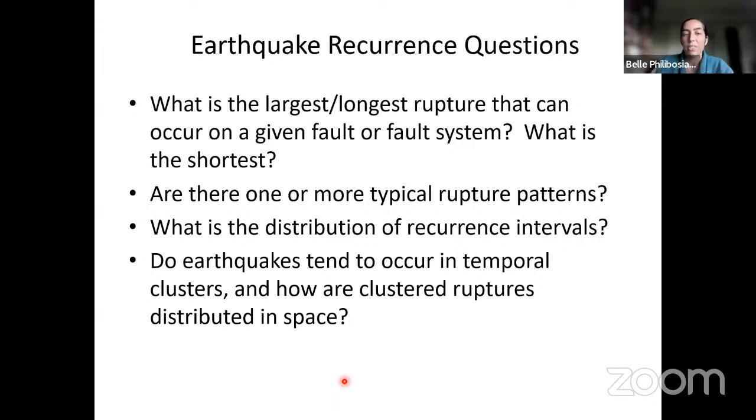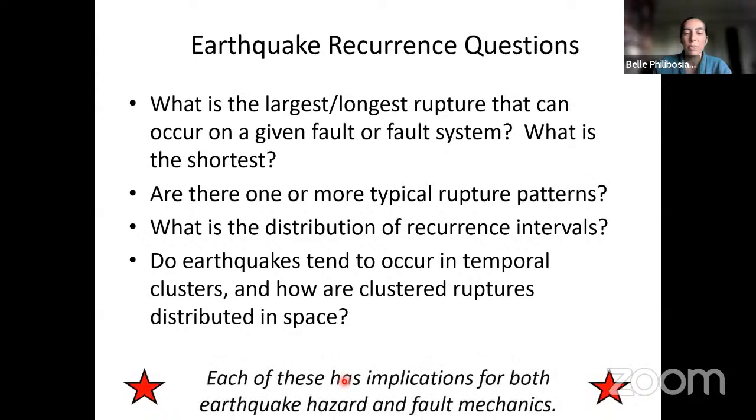And we'd also like to know, do these earthquakes tend to occur in temporal clusters? And if so, how are those ruptures distributed in space? Do they all occur at the same point, or are they clustered in time but in different locations? So as we'll see, the answers to each of these questions have implications both for earthquake hazard and for the science of fault mechanics.